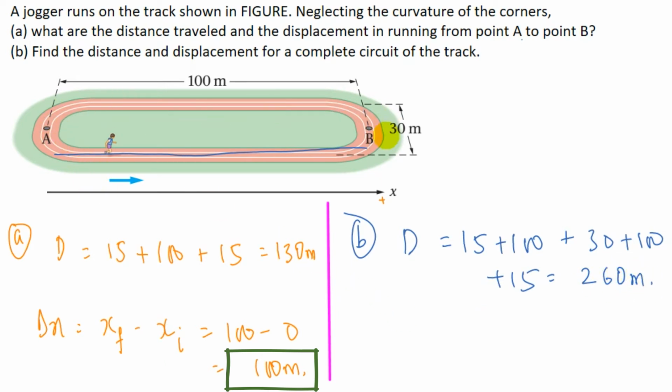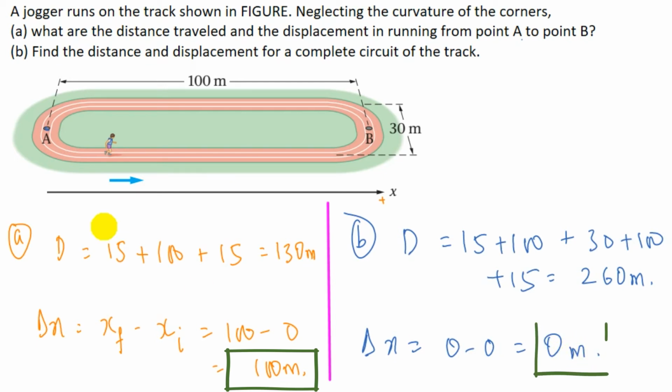Now we can solve for displacement. So delta x is xf minus xi. Now this is the initial position and this is the final position. So xi is also same, xf is also same, that is 0 minus 0. So this would be 0 meter.